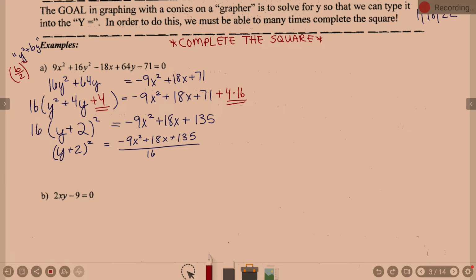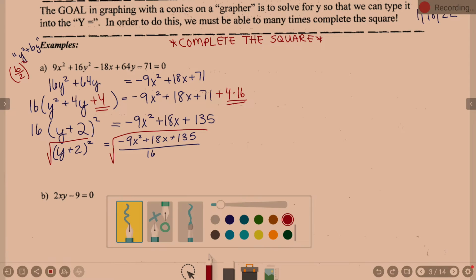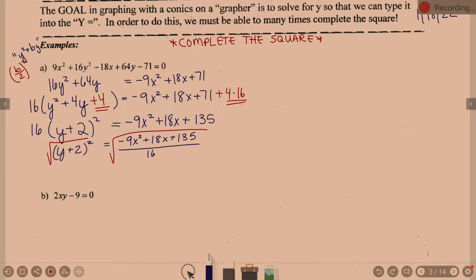So if it's y plus 2 squared, next step is to take the square root. If I square root the left, I'm square rooting the right. The square root of y plus 2 squared is y plus 2. What's the square root of this right side? Just the square root, plus or minus the square root of all that stuff. So negative 9x squared plus 18x plus 135 all over 16.